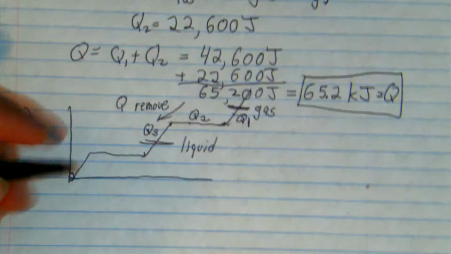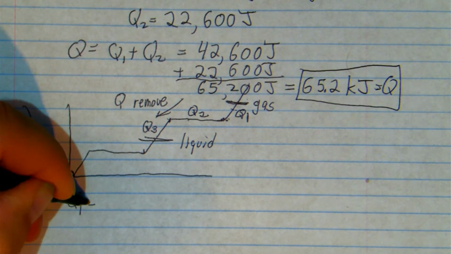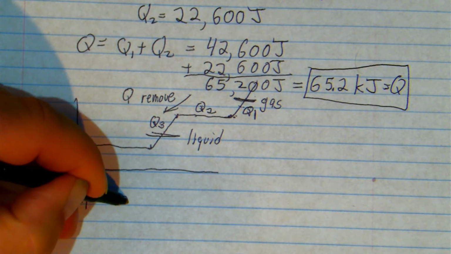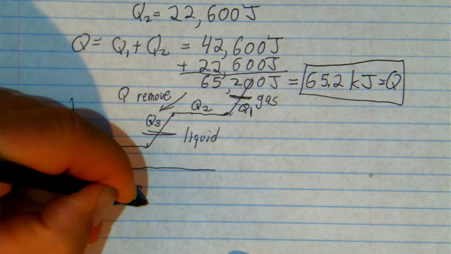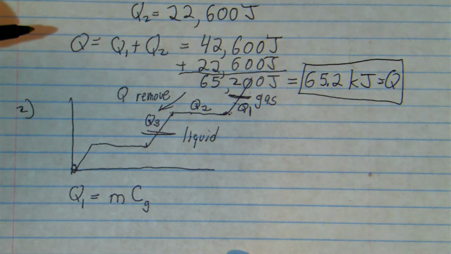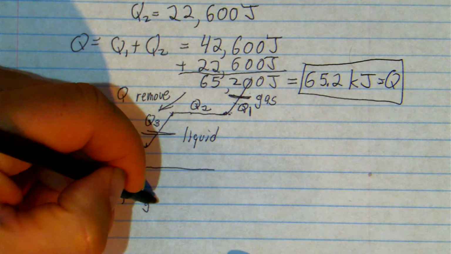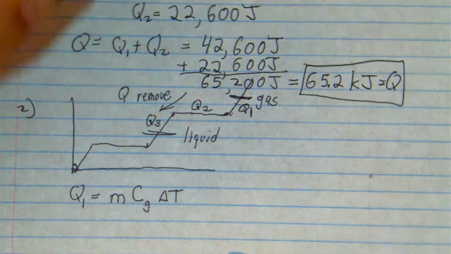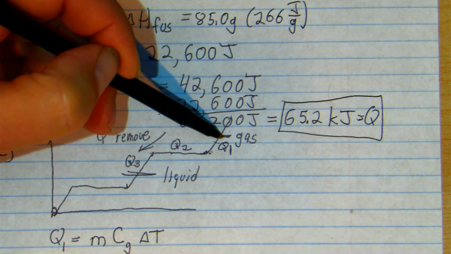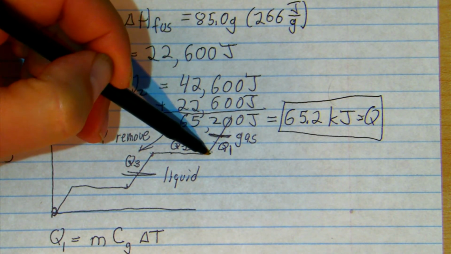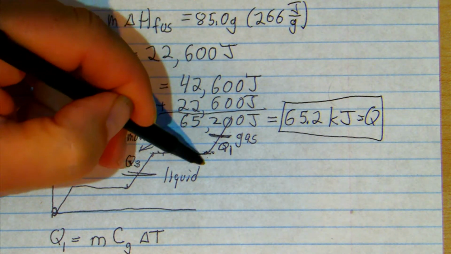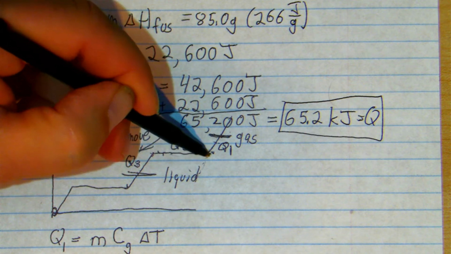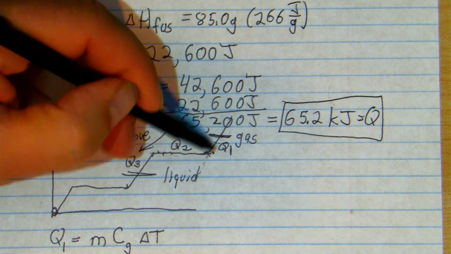The first heat calculation will be the mass of the substance times the specific heat of the substance in its gas state times the change in temperature from the initial point only down to its boiling point. I can't go down below its boiling point in the gas state.